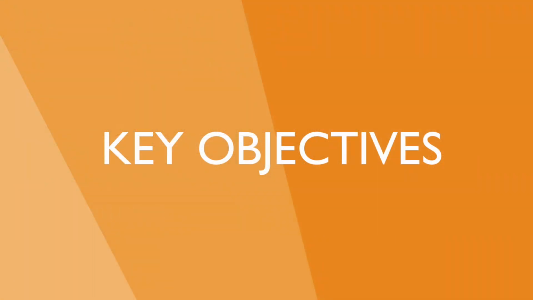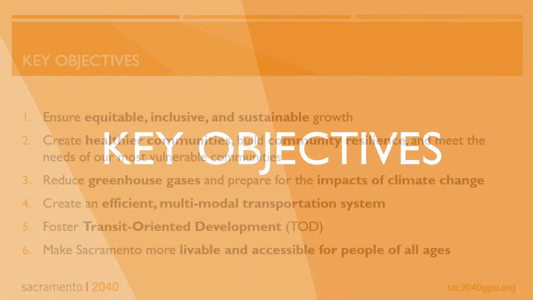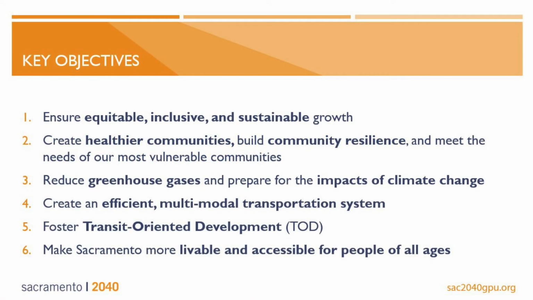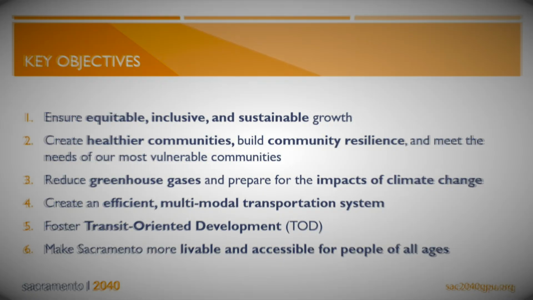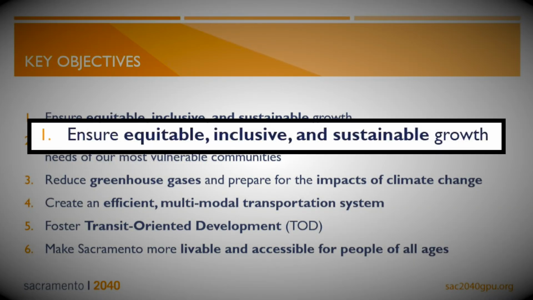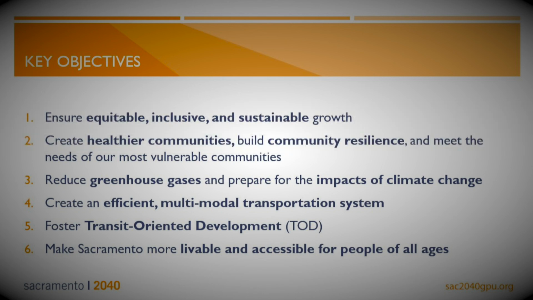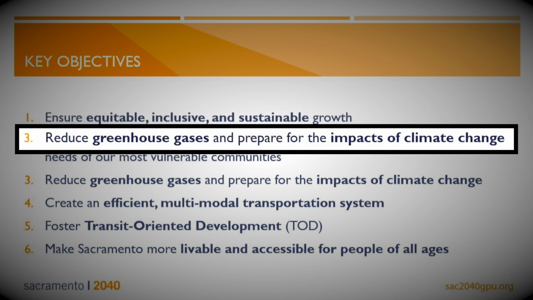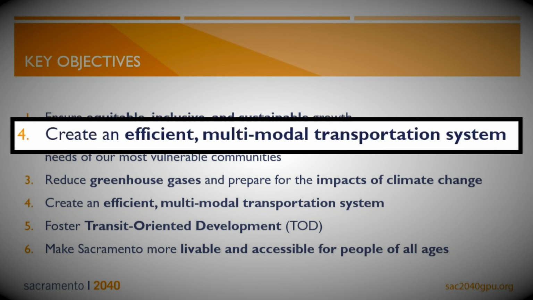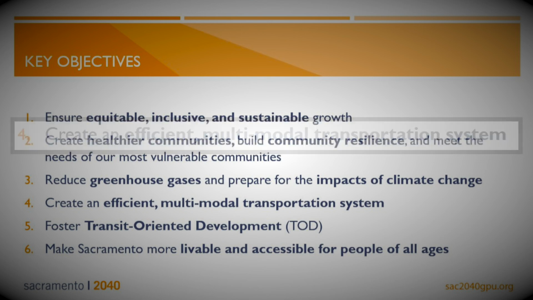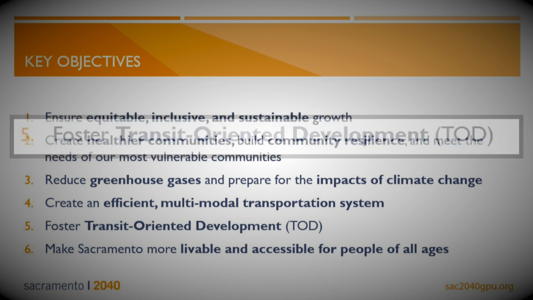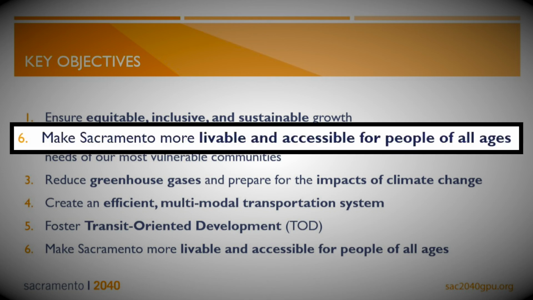As we look to the future and think about how to address the emerging issues and trends we face, these are some key objectives that the city has established for the project. They include ensuring equitable, inclusive, and sustainable growth, creating healthier communities that build community resilience and meet the needs of our most vulnerable members, reducing greenhouse gases and preparing for the impacts of climate change, creating an efficient multimodal transportation system, fostering transit-oriented development, and making Sacramento more livable and accessible for people of all ages.